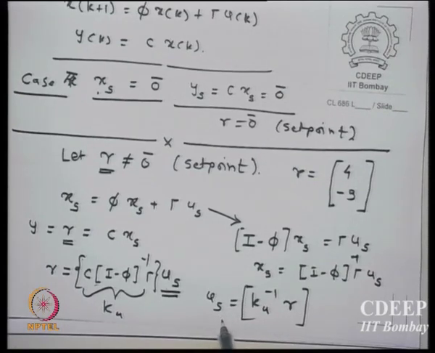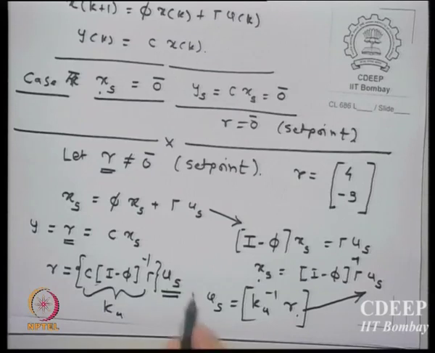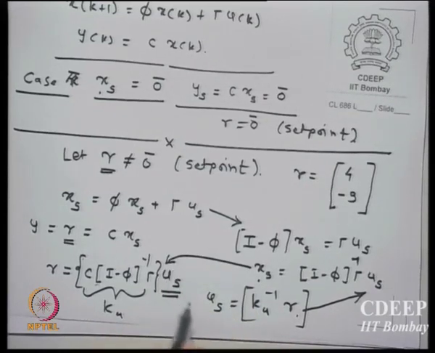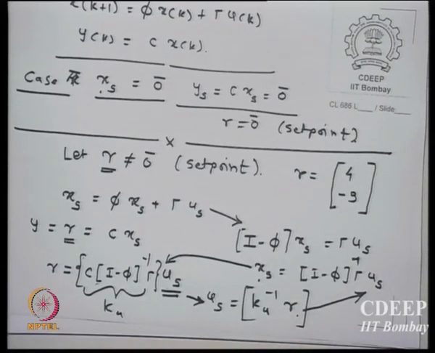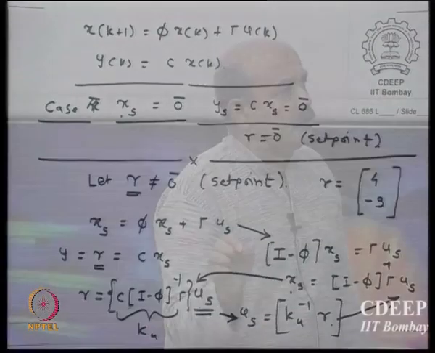If US is equal to KU inverse into R, you substitute this here, you will get XS. See, what I have done is that I found out this, now this I substituted here, then from this equation I got US, and if I substitute US I will get XS. Is this clear, is the sequence clear? Just try to derive it yourself, it is very simple.